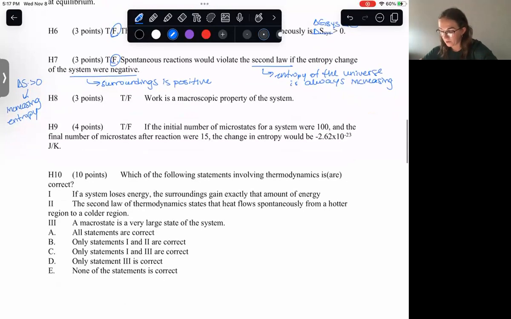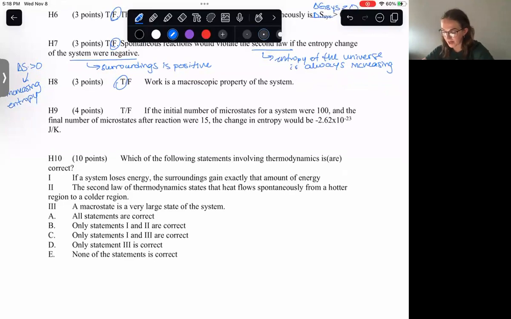Alrighty, question 8. Work is a macroscopic property of the system. True or false? Yep. So macroscopic properties are like big picture properties, right? Temperature, pressure, all that fun stuff. And work is a part of that big picture kind of idea. So this is just a definition that you need to know.